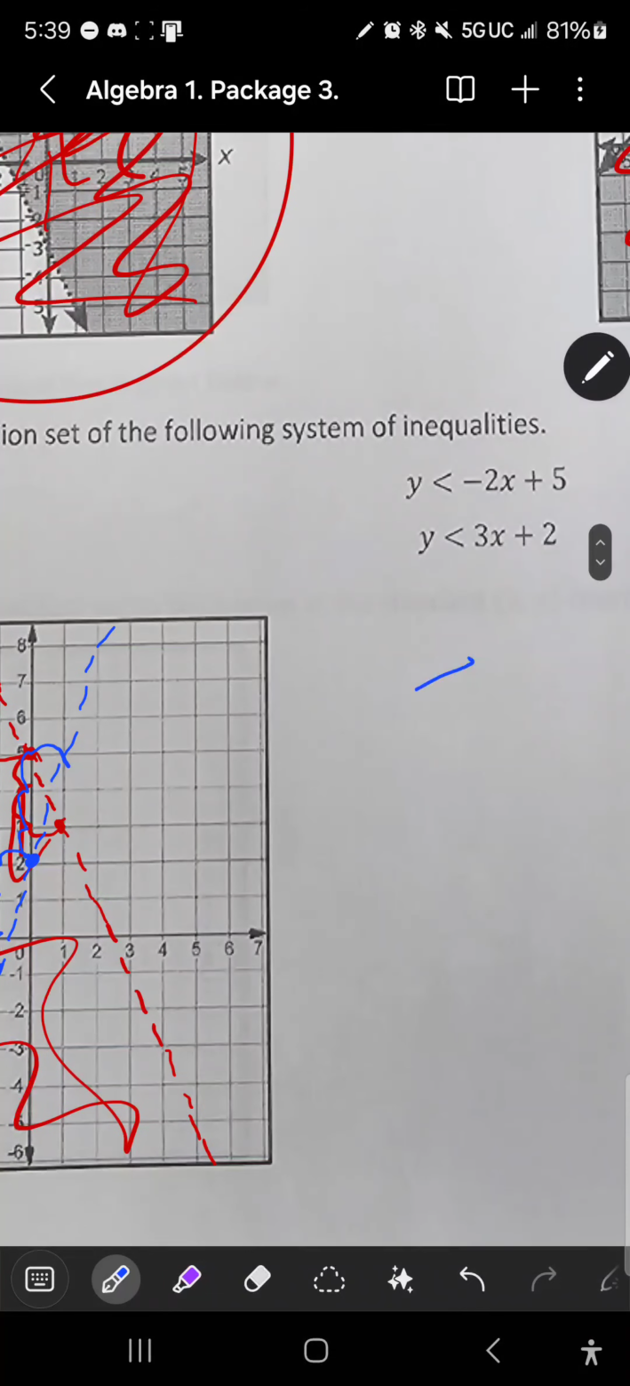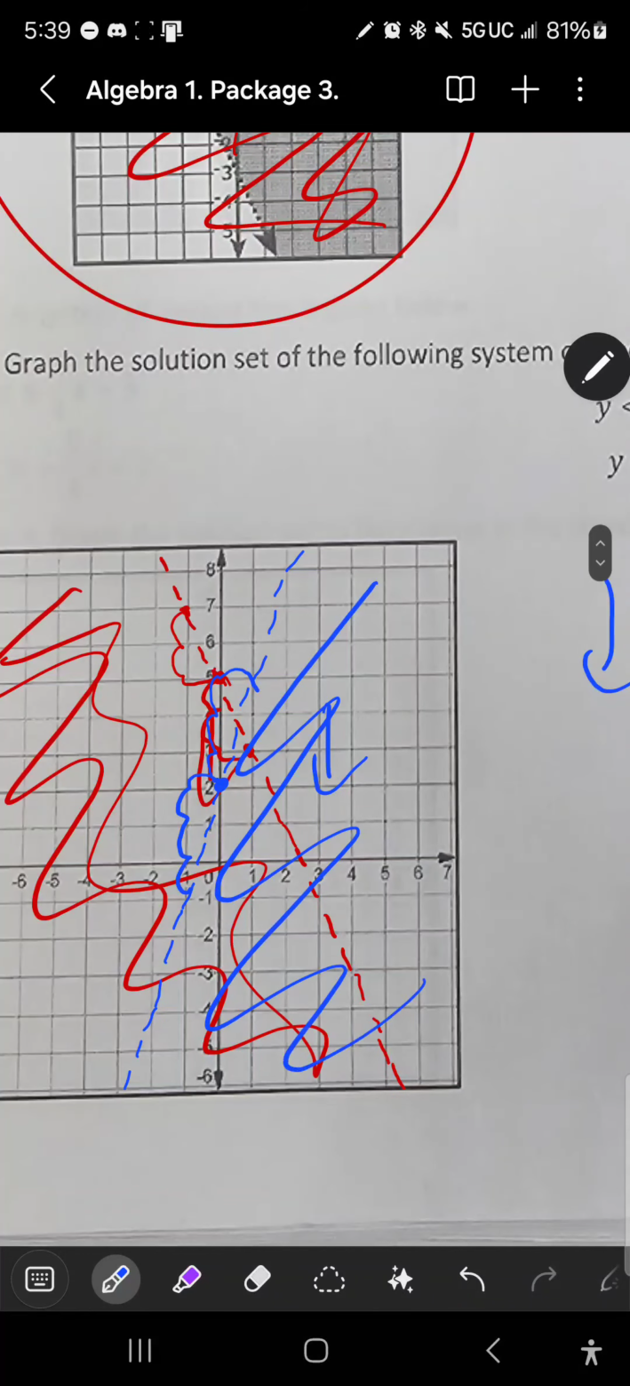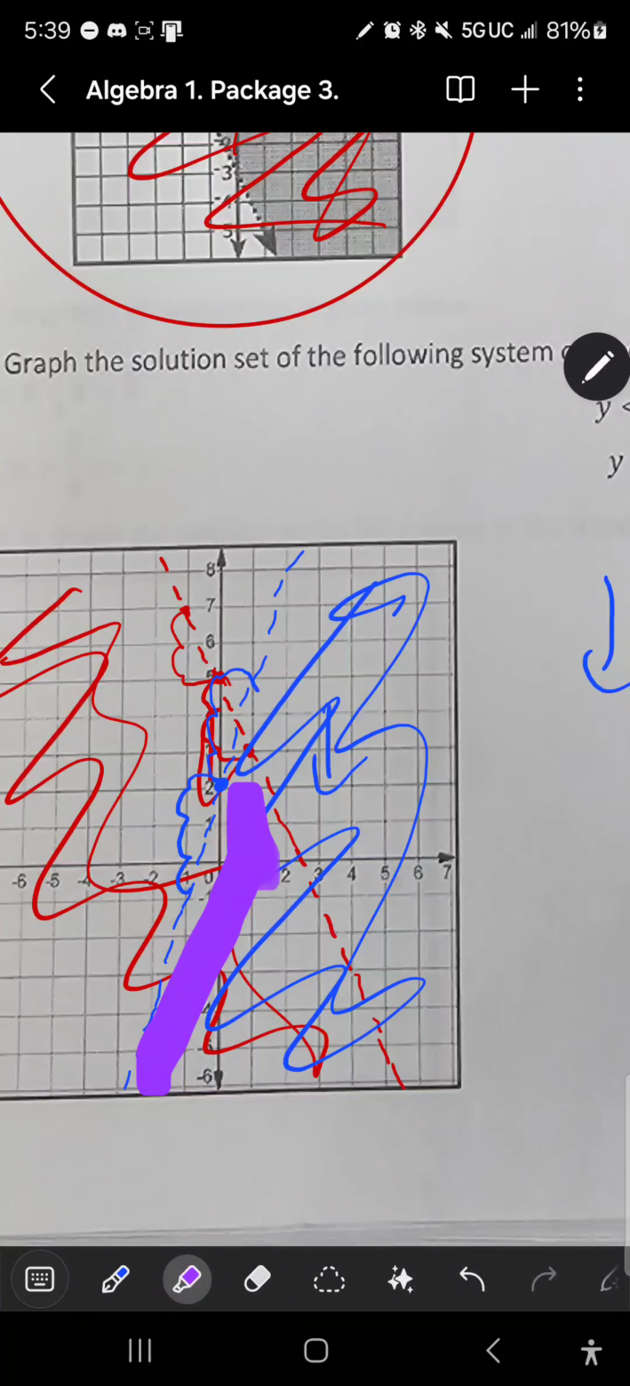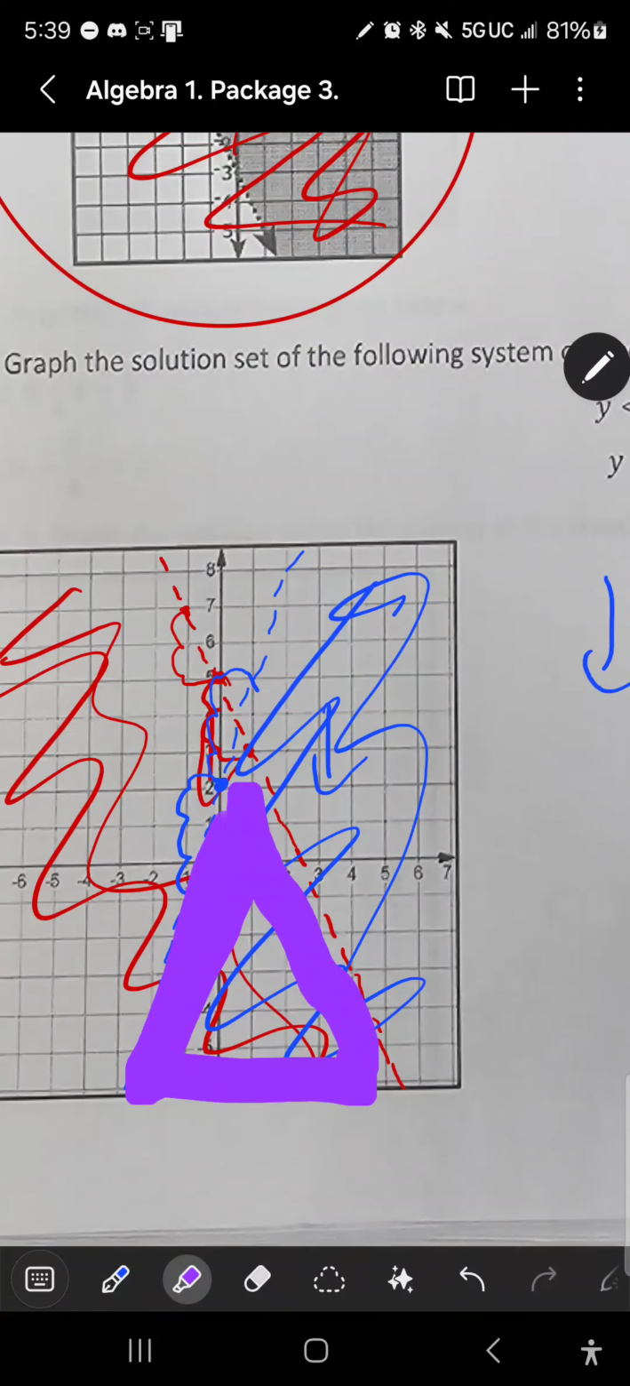Now it says that it's less than, so it's going down from the y-intercept. It's going this way, and these are the values. Now the ones that overlap are this region. So this is our answer. This is the region we should shade.